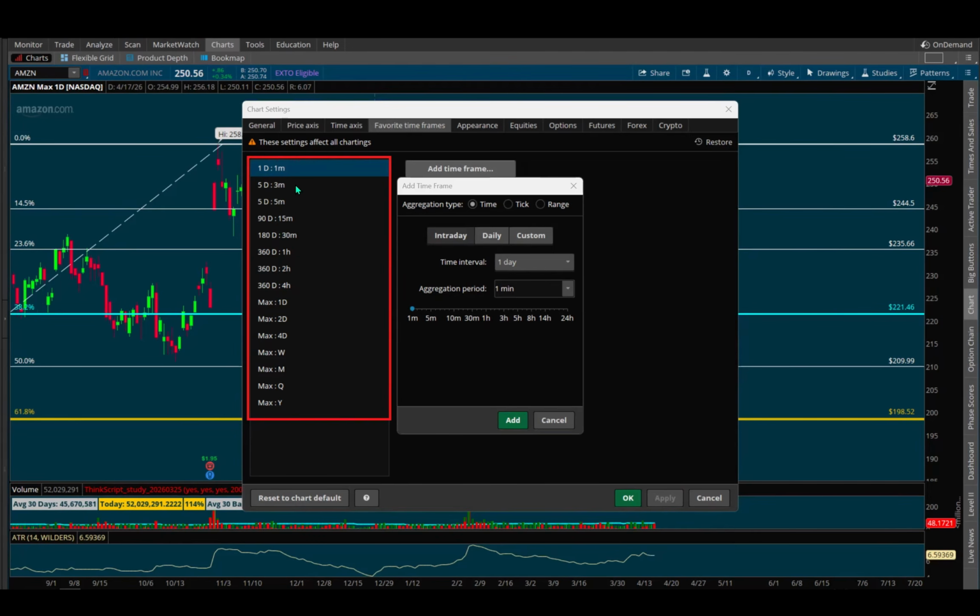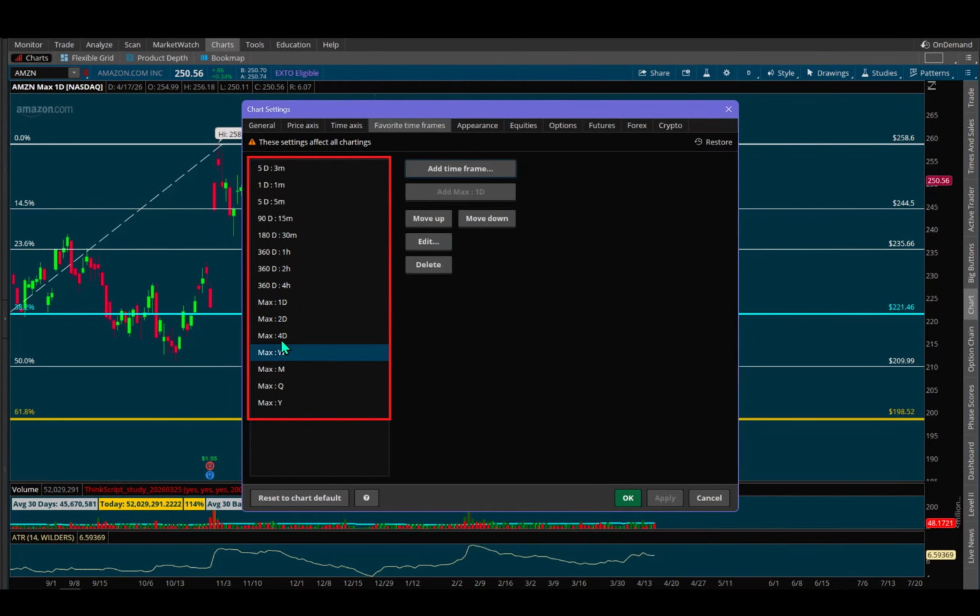Now, what I did to make it easier is I edited them so that they're all in chronological order. So a lot of times you'll see it'll be something like this. You want to make sure that you have it all in order. So the 1 day, 1 minute goes at the top, the daily goes there, weekly, 2 day, right? You want to make sure that it's all in order by the chronological value.